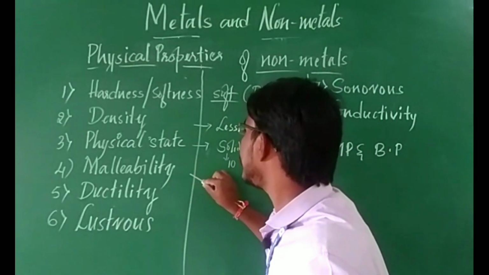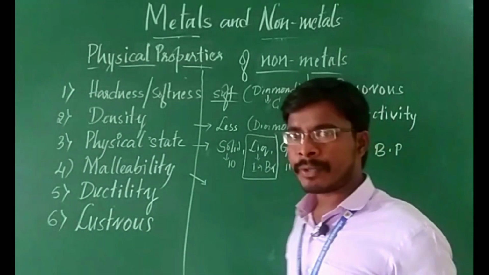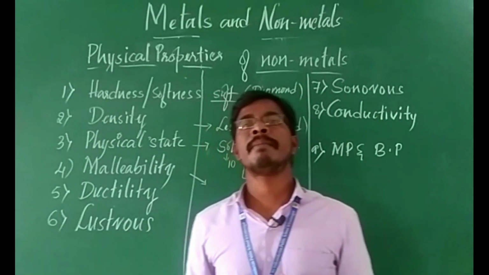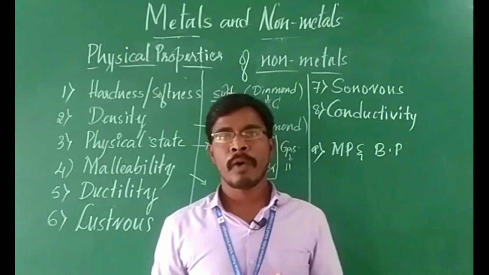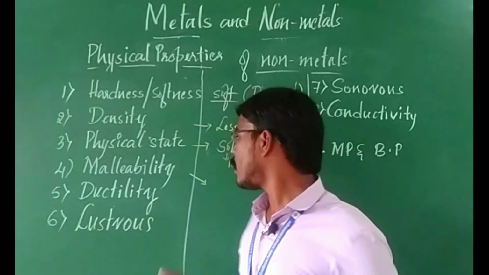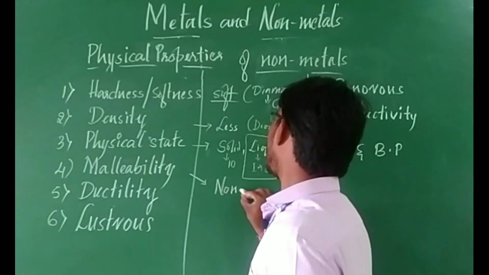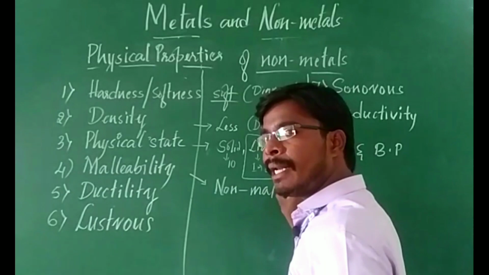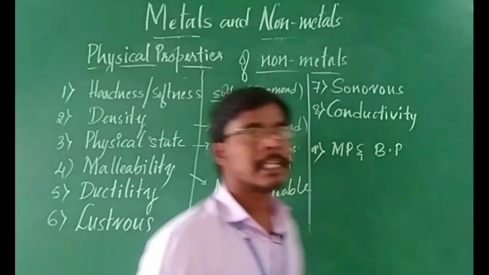Then the next property is malleability. As you know, malleability is a property of an element by which, when it is hammered, it forms a thin sheet. That property is called malleability. Almost all the non-metals are non-malleable in nature.